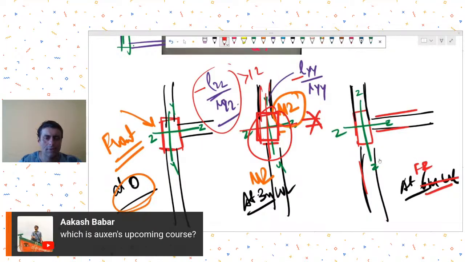Mr. Akash is asking which is the upcoming course. Right now we are doing a steel design course on AISC codes. After this we will do a concrete design course using the ACI codes. So that will be a complete basic package, you can say, for RCC and steel design as per American codes.